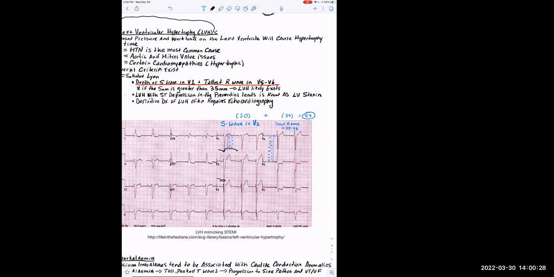Now, what do we mean when we talk about a strain pattern? In order to appreciate what a strain pattern is, we have to understand a concept called T-wave discordance, okay? T-wave discordance. If you can break down the words in medicine, a lot of times you can ferret out exactly what's going on pathologically or physiologically. So someone take a stab at it for me. What do you think T-wave discordance is?